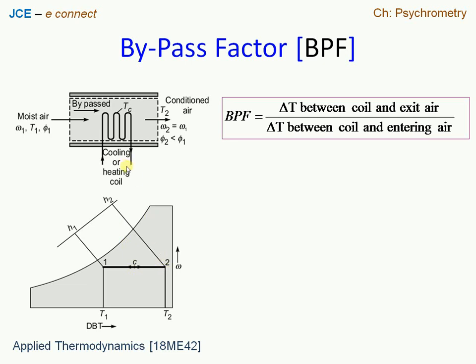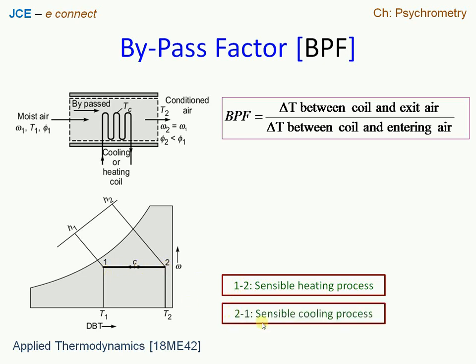In case it is a heating coil, then we can see that there will be a rise in the dry bulb temperature. So the direction of the process will be reversed. Let's move further and note down the temperatures as per the definition of bypass factor. So we have process 1 to 2 as a sensible heating process, and process 2 to 1, for example, is a cooling process.